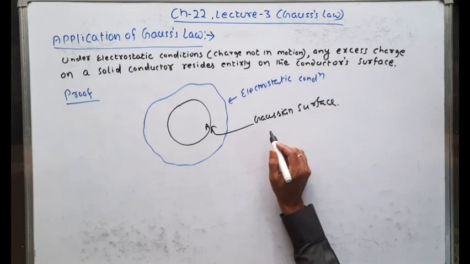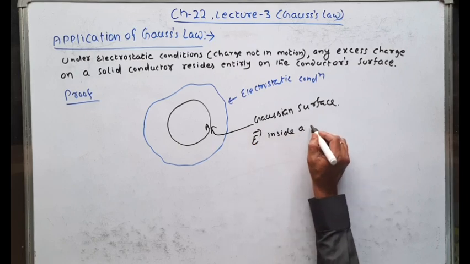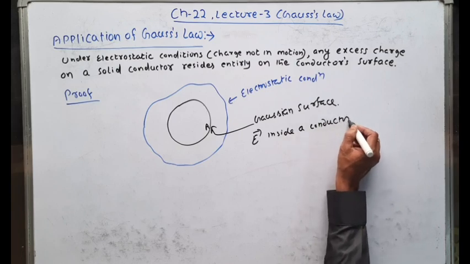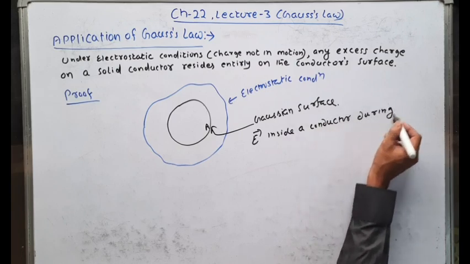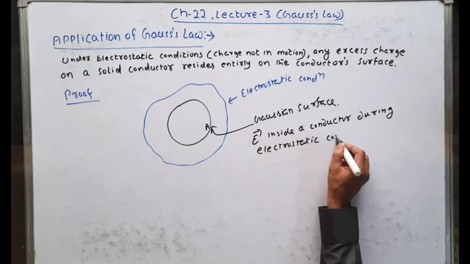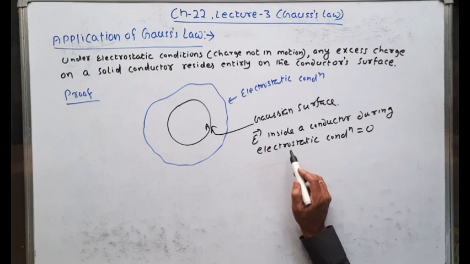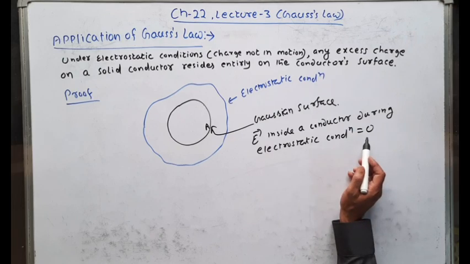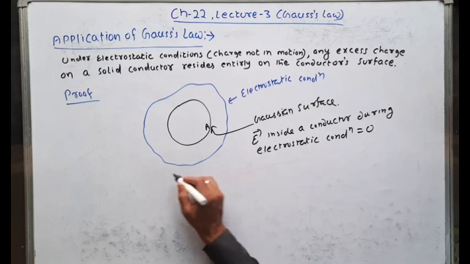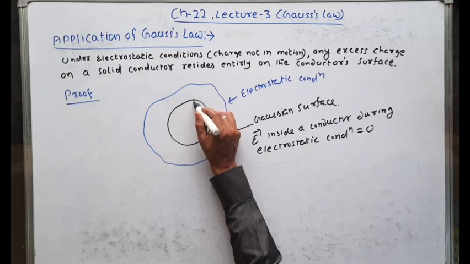Clear? And we already know that the electric field intensity inside a conductor during electrostatic condition is equal to 0. I have already discussed this. Electric field intensity inside a conductor in the electrostatic condition is 0. Okay, so now we will apply the Gauss law. This is the Gaussian surface, and I just take a small element here.